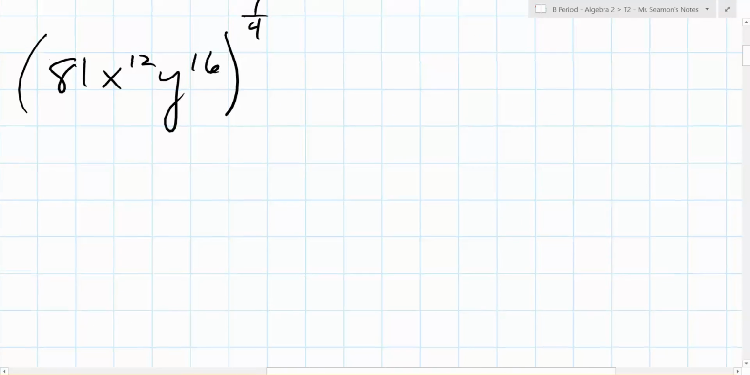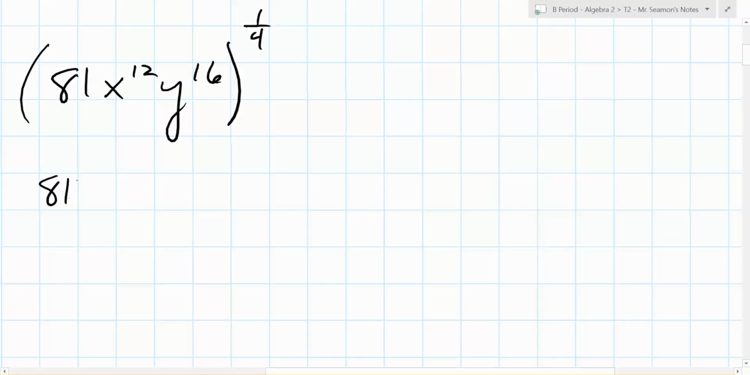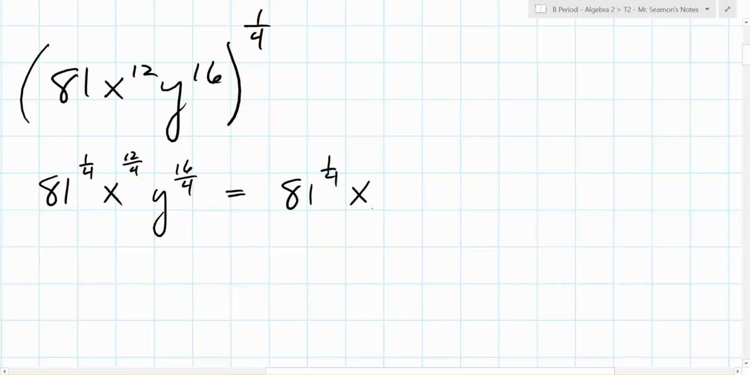You multiply them. So it's going to be 81 to what power? 1/4. X to the what power? X to the 12 over 4. We can write it as 12 over 4 first. It's 3, but let's just write it as 12 over 4 for now. And y to the... So let's simplify that. We have 81 to the 1/4, x to the 3rd, y to the 4th.